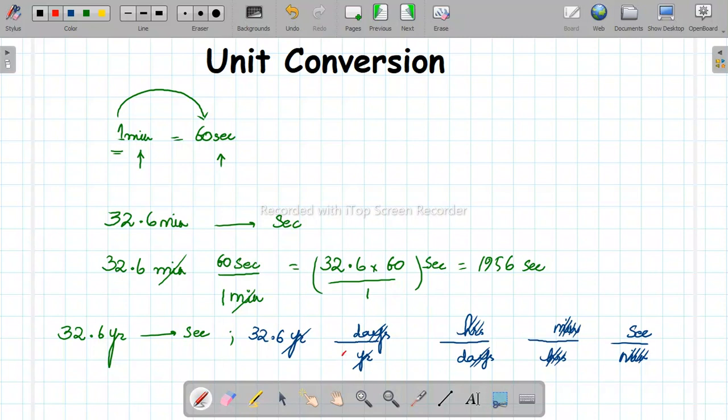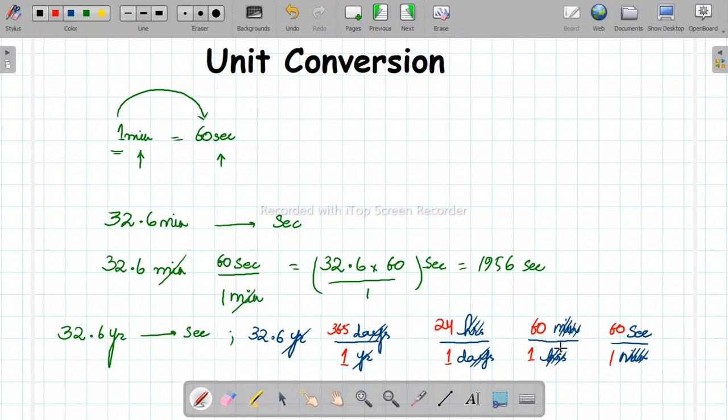और मुझे पता है 1 year is not equal to 1 day, it is equal to 365 days, right? Then 1 day is not equal to 1 hour. 1 day equals 24 hours. इसी तरह 1 hour equals 60 minutes. इसी तरह 1 minute equals 60 seconds, right?